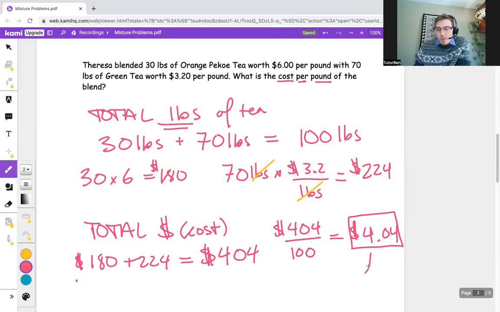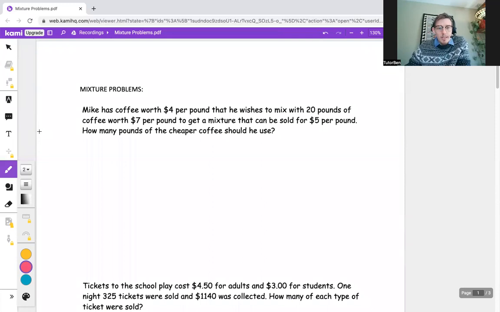One thing that you will want to keep in mind is always that this number should be between the things that you're mixing. So if you're mixing something worth $6 per pound and $3.20 per pound, you're not going to get something bigger than 6 or less than $3.20. So it's a way to check our answer, make sure that we're getting reasonable solutions. Okay. So that was number one. That was a nice warm up. It felt like we had a lot of information there. Really, we were just adding up our values and then comparing the totals. So let's take a look at something that's a little different here.